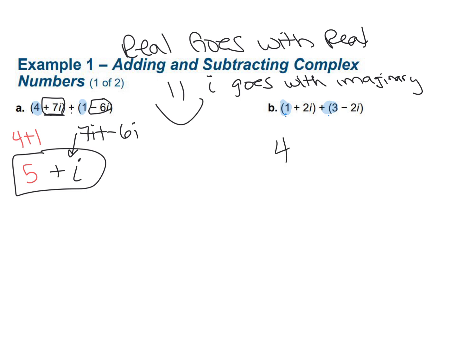And then I have positive 2i minus 2i. Oh man, that cancels out. Cool. I just end up with 4. And like I said, if you have i in your calculator, you can actually type it in with parentheses, and it should help you if you need help with this, because it's kind of fun to check it with your calculator. So you should look for that little i key.